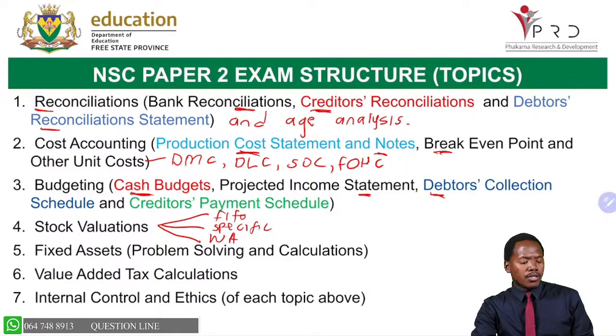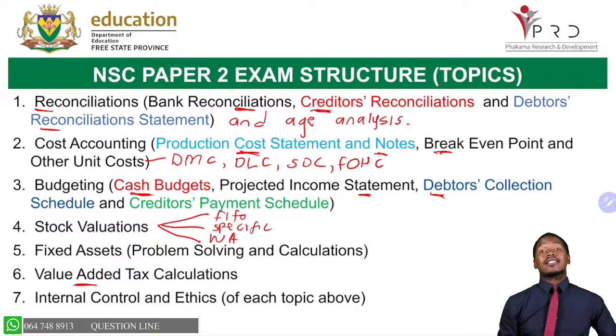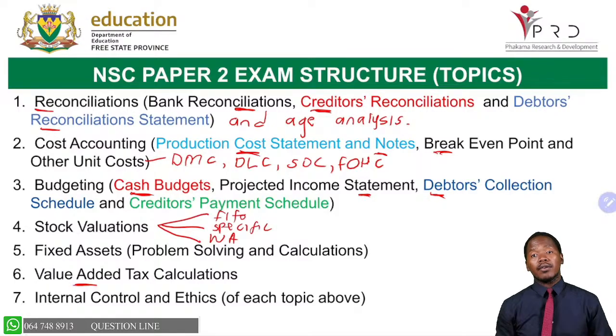Right, and then we need to also expect the fixed assets. Remember, in your paper 1, you've seen a lot of depreciation calculations. So meaning in your paper 2, you can also expect to see the problem solving questions under the fixed assets. And then we should also expect our value added tax. Remember, this is the topic you've done. Some have done it in term 2, some have done it in term 3.